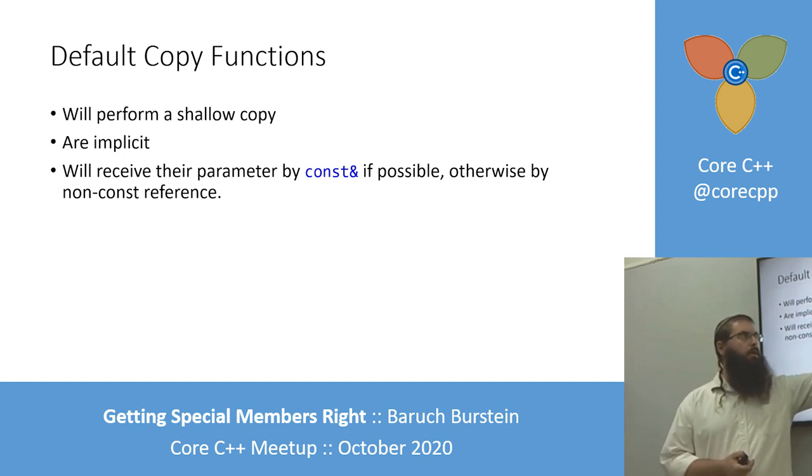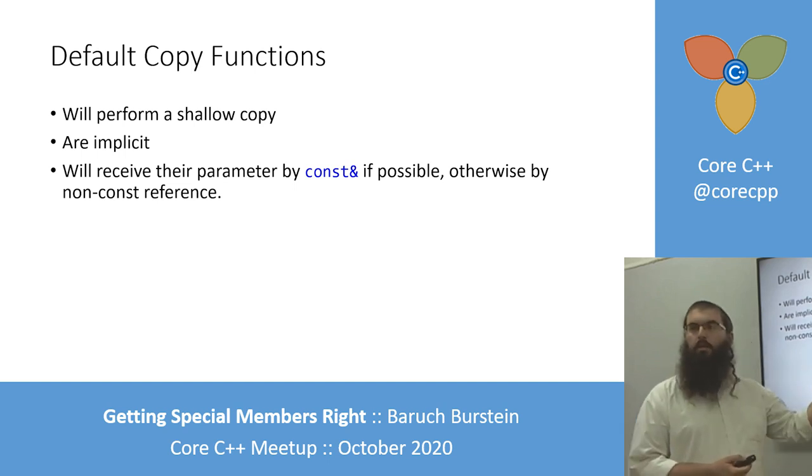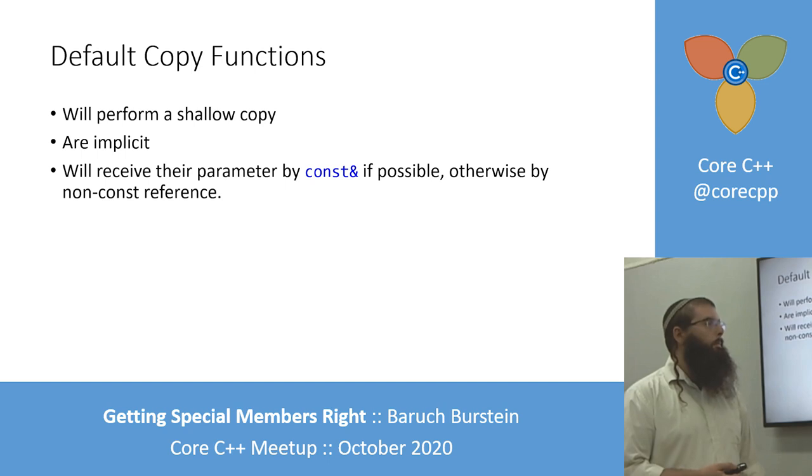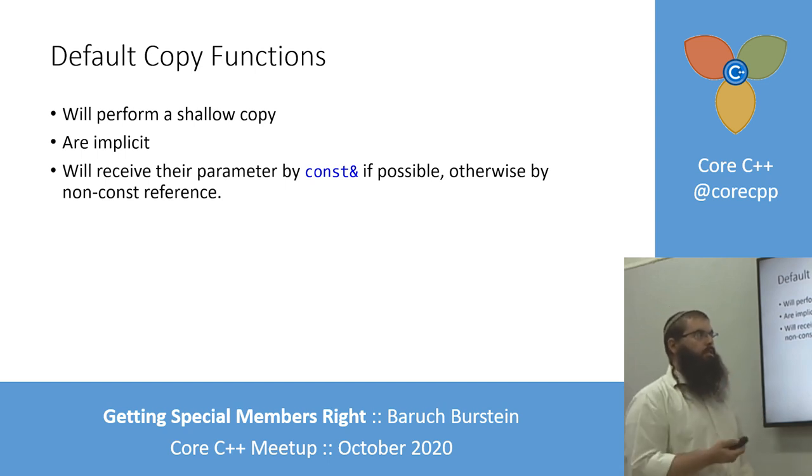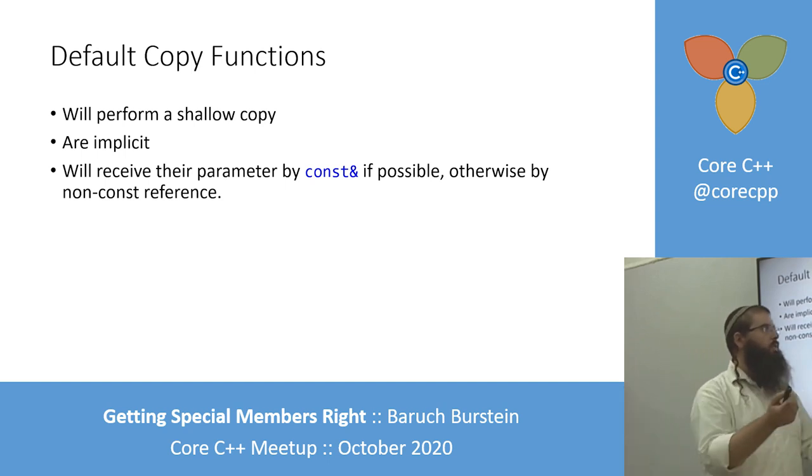What's the point of making a copy constructor explicit? I can't think of a case where you would want it explicit, but be aware that it is implicit if somebody has such a case. I don't know why.